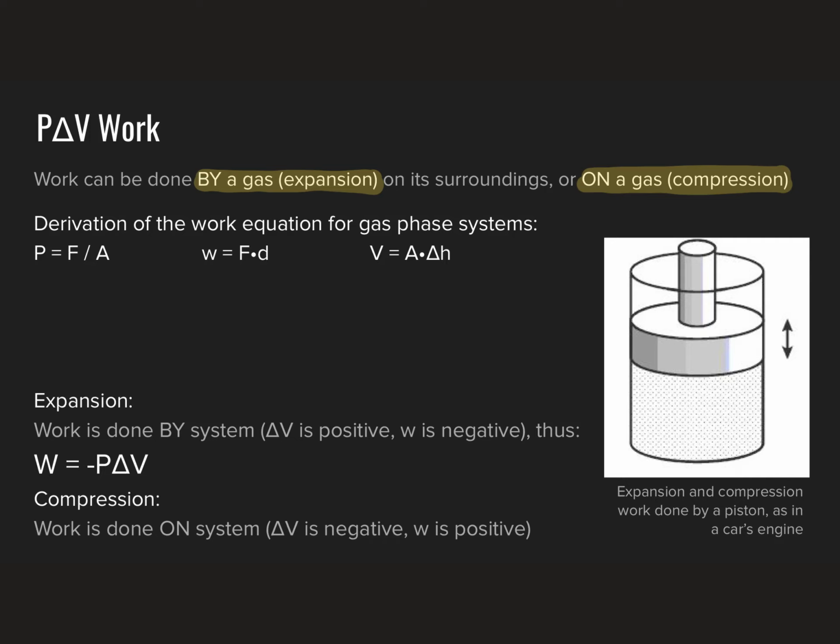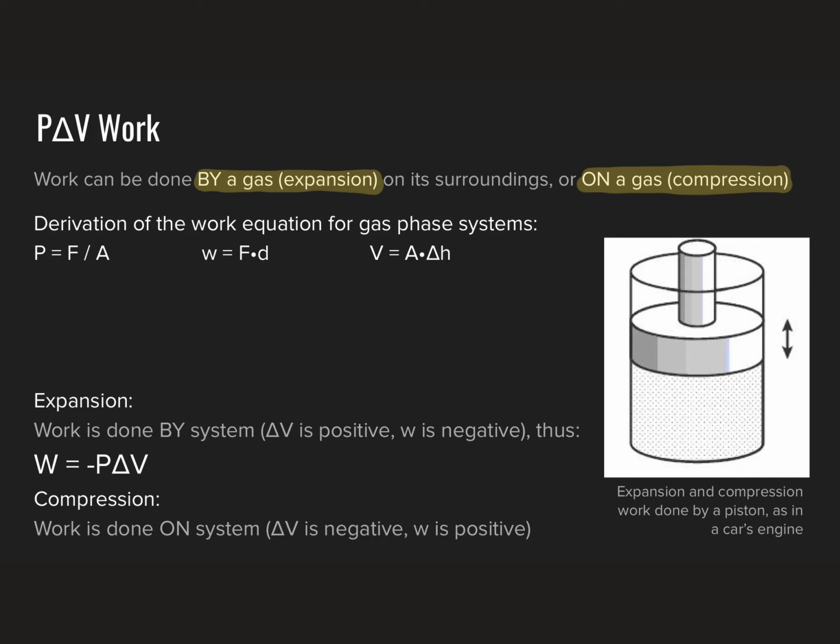Now, to derive an equation for expansion and compression work, let's start by taking a look at some definitions from back in physics days. First of all, let's talk about what we mean by pressure. Recall from our gas law unit that we define pressure as being a force exerted over a surface area. So we've got that first equation there, which is P equals F over A. Pressure is force divided by surface area. Recall also from earlier in physics that we define work as being a force times a distance.